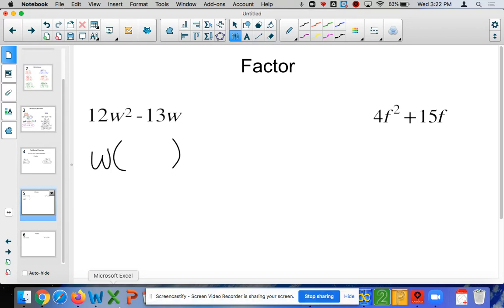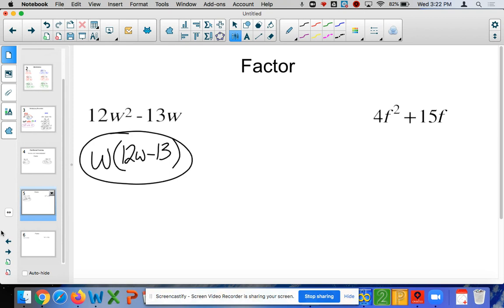And I draw my set of parentheses. When I take 1w away from w squared, I'm left with 1w. So I've got 12w here. When I take 1w away from the 1w and 13w, I'm just left with 13. Man, I'm saying w a lot, aren't I? There we go.